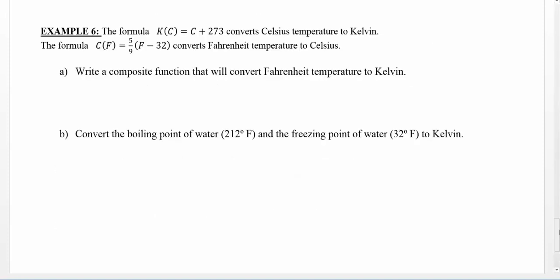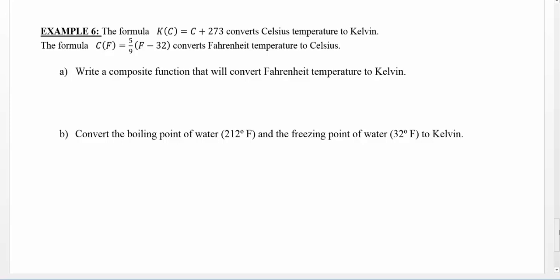Example 6. So here is a practical example that you may have encountered at some point if you've taken any sort of physics course. So we have the formula K of C equals C plus 273. And this formula converts Celsius temperatures into Kelvin, which is a unit of measurement for temperature that is often used in chemistry and physics. We also have the formula C of F equals 5/9 times F minus 32. And that formula converts Fahrenheit temperatures into Celsius. So we use these to convert temperatures back and forth depending on what we're using them for and which unit it needs to be in.